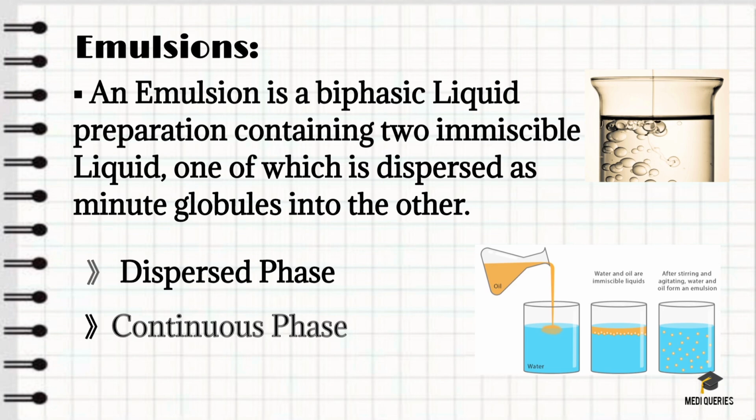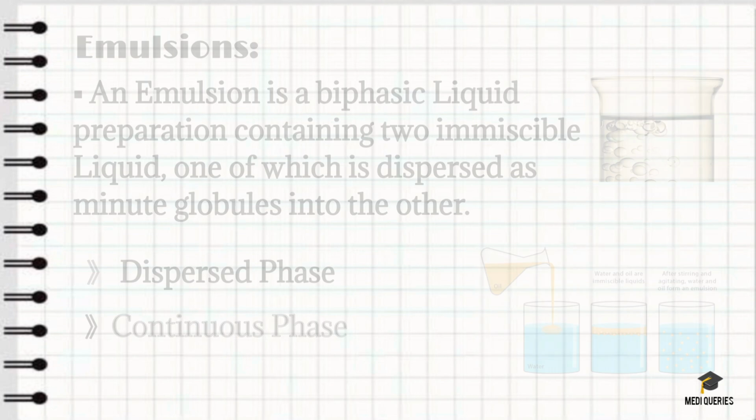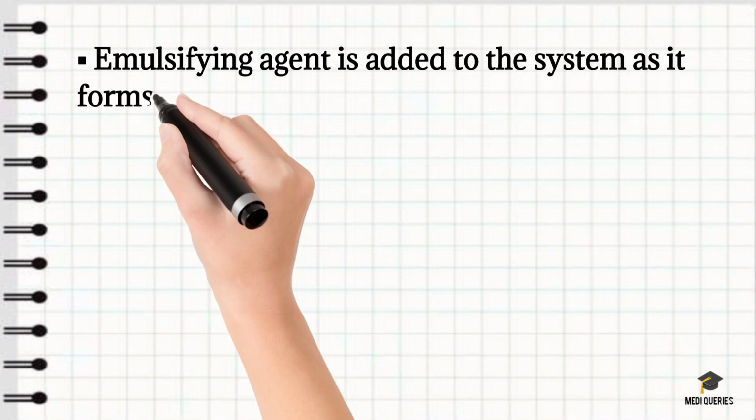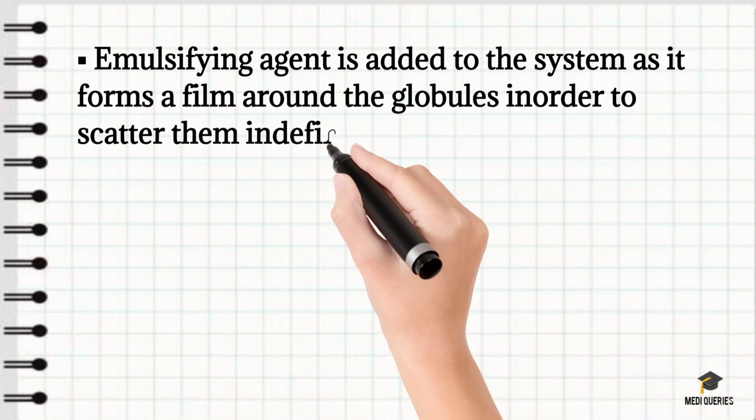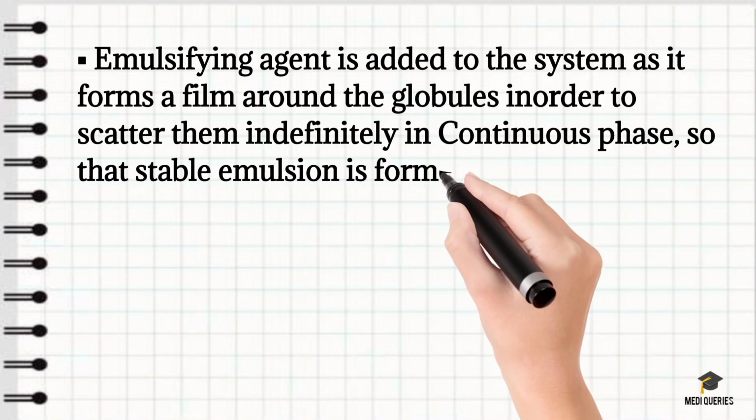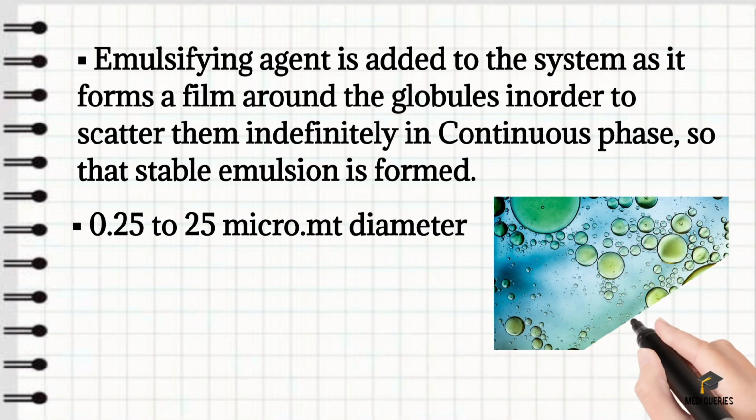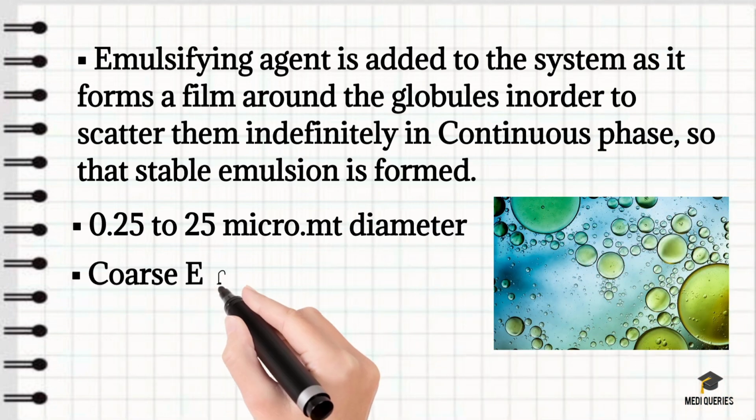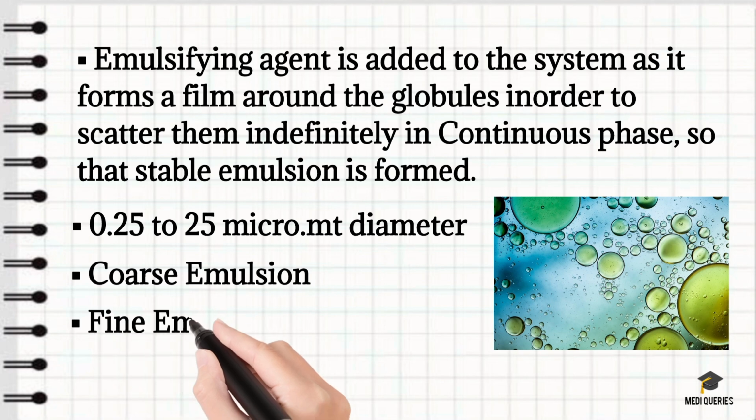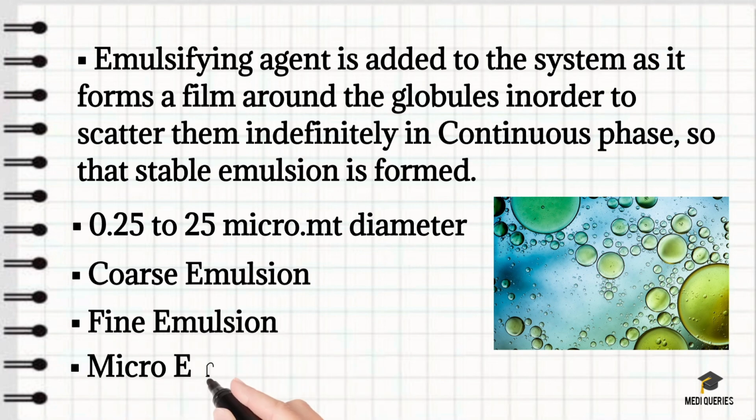Normally, two immiscible liquids cannot be dispersed for a long time, as you know. So, an emulsifying agent is added to the system. It forms a film around the globules in order to scatter them indefinitely in the continuous phase so that a stable emulsion is formed. Like that we have to form the stable emulsion.